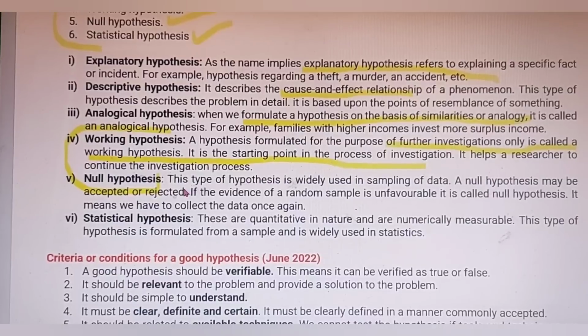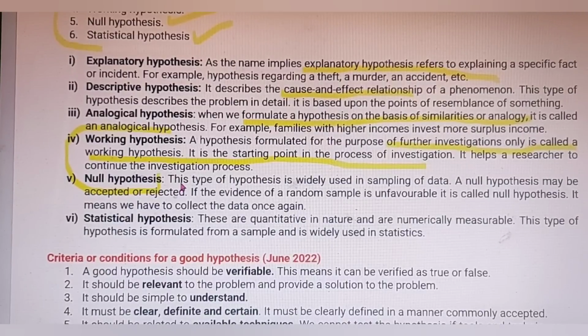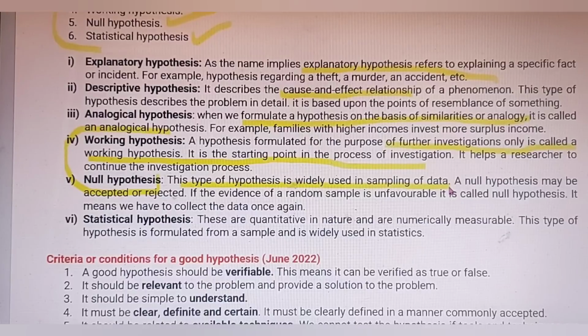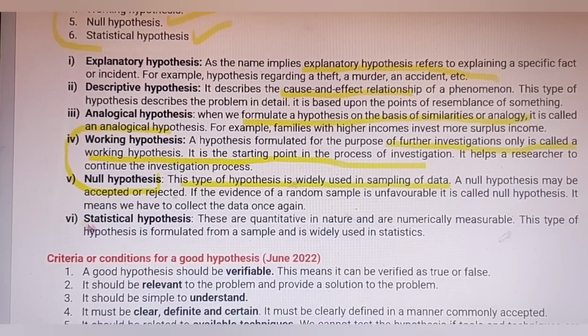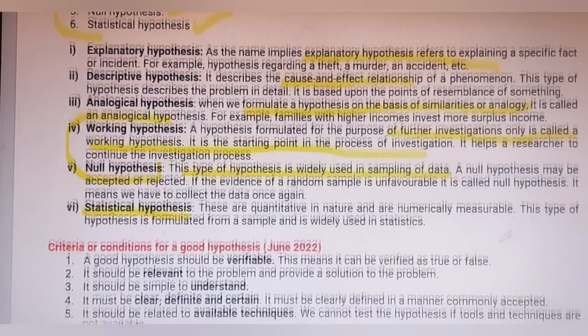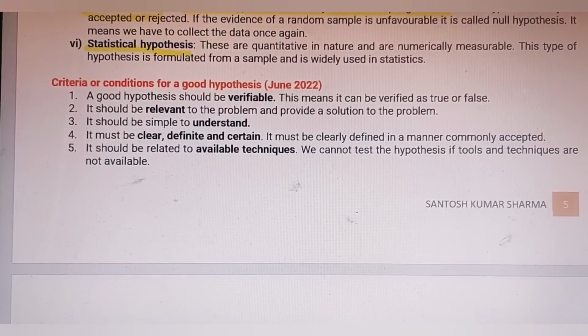And in null hypothesis, it is basically widely used in sampling of data, and a null hypothesis may be accepted or rejected. So there is a 50-50 chance of this. And statistical hypothesis we generally use in statistics. So these are the six types of hypothesis that we use.